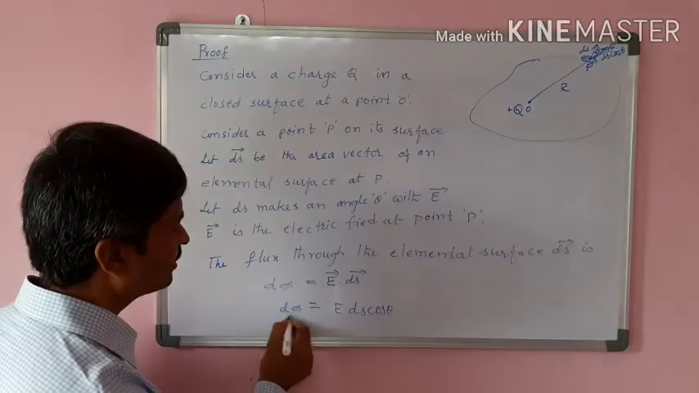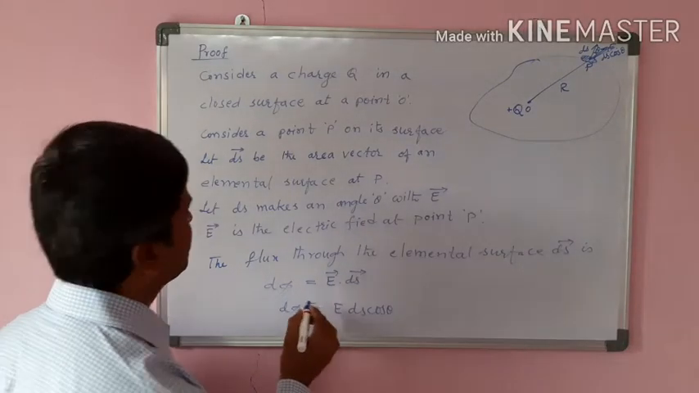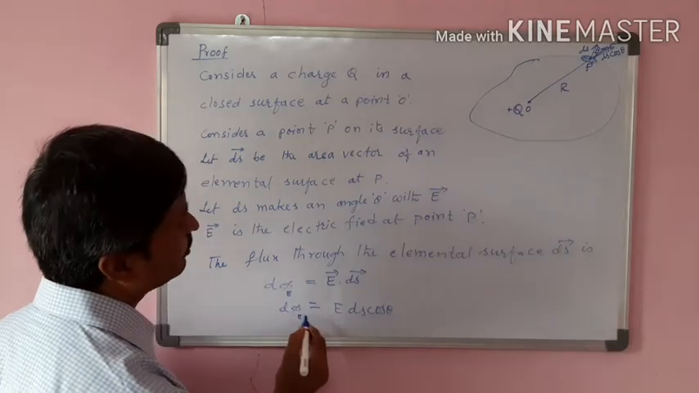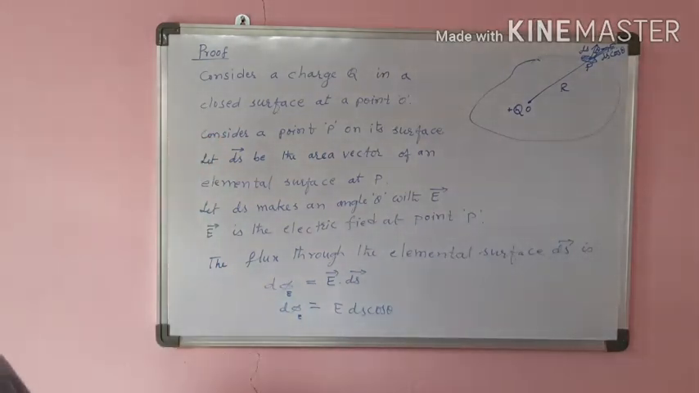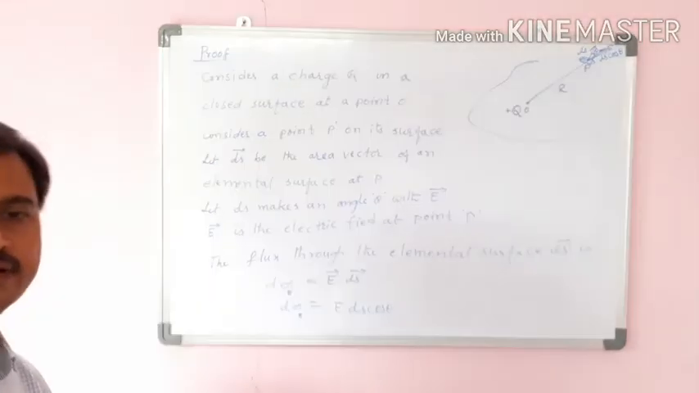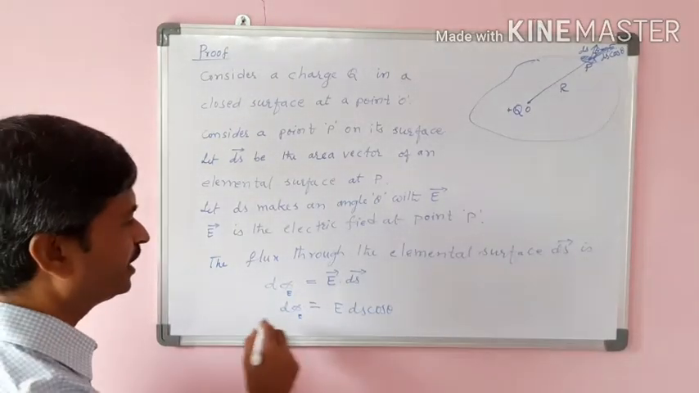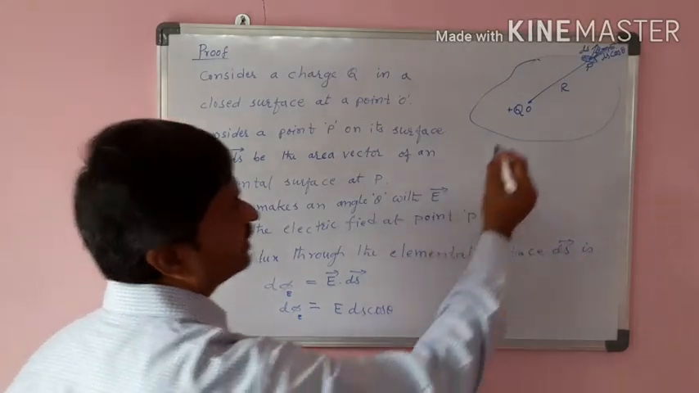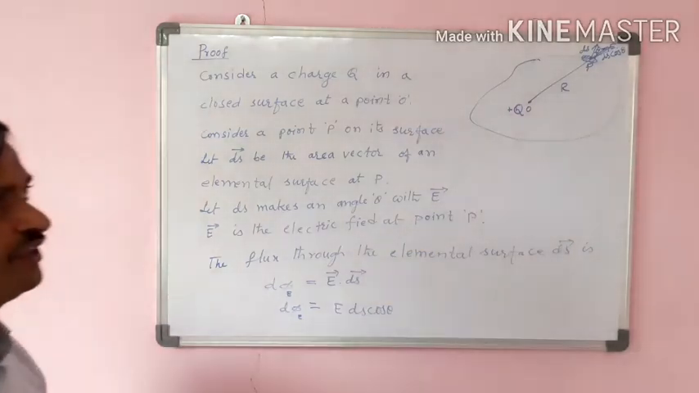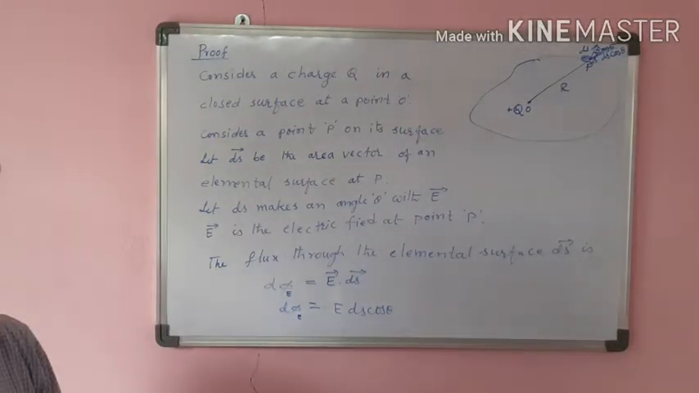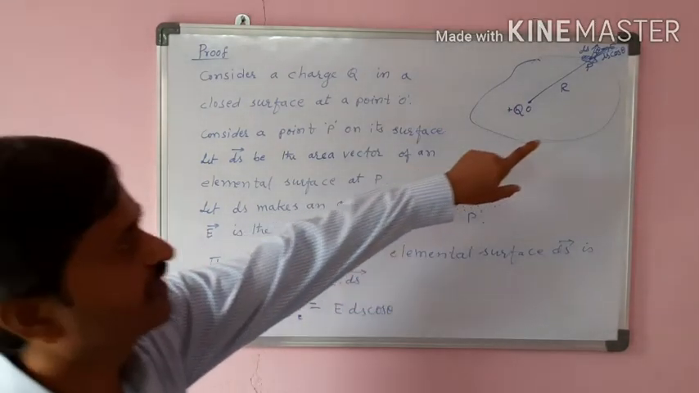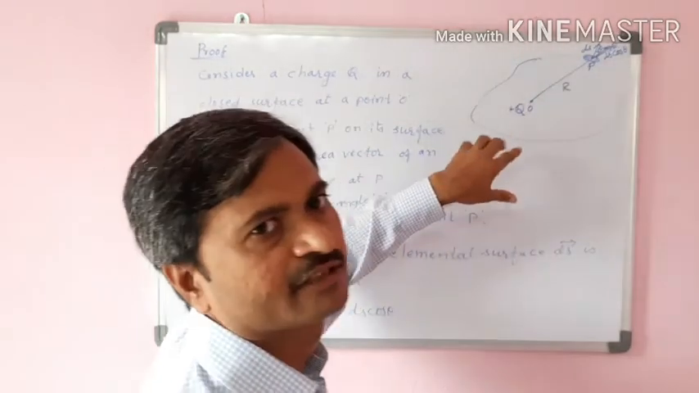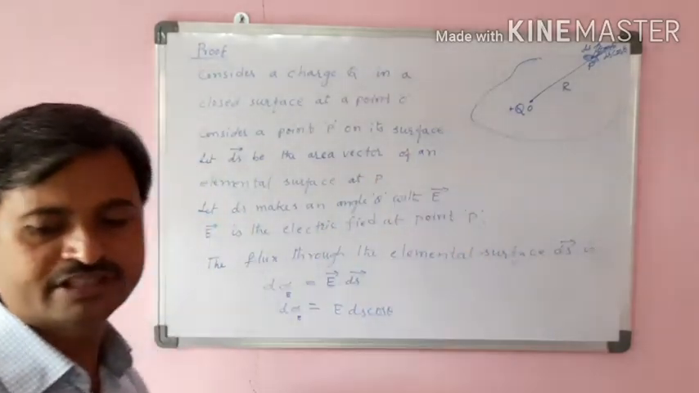So d phi is equal to, here the flux is electric flux, so let us keep it as d phi e, no problem. Simply, as we know that we are in electricity, we can keep it in general as phi. So d phi e is equal to E ds cos theta. Now ds cos theta is in the same direction as E. Our intention is to calculate the total flux coming out through the surface.